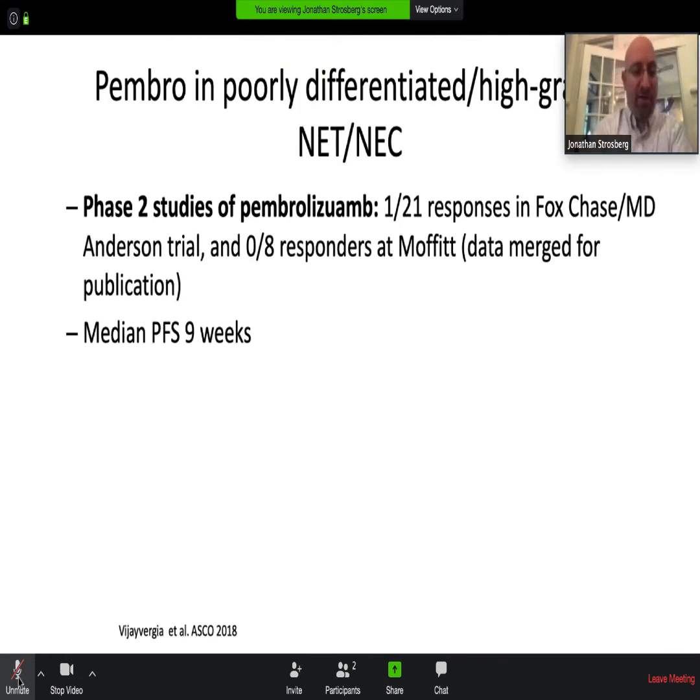There was a small phase 2 study, actually several now, looking at poorly differentiated neuroendocrine cancers. Again, a population where we haven't had too many studies, but the response rate with Pembrolizumab by itself was very low. It was only one response out of 29 patients when we combined 2 trials. So this drug by itself, Pembrolizumab by itself, doesn't seem to work too well.